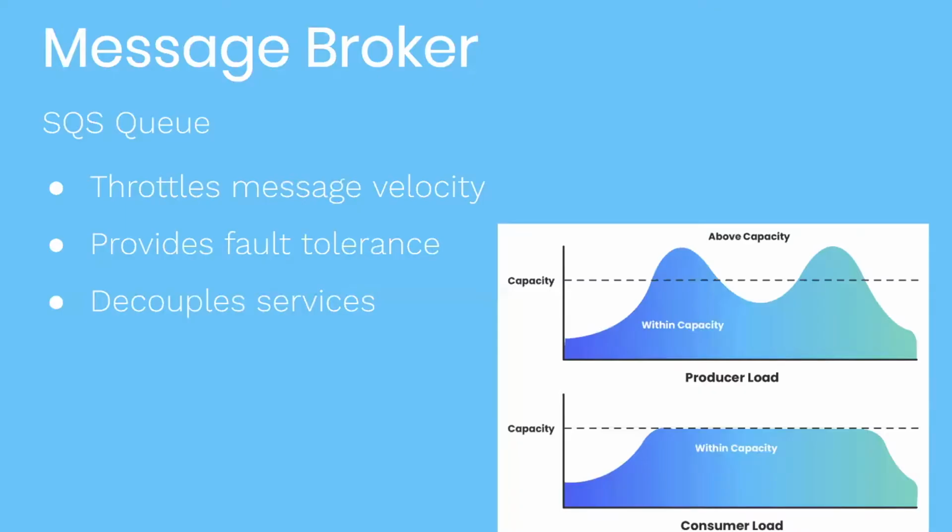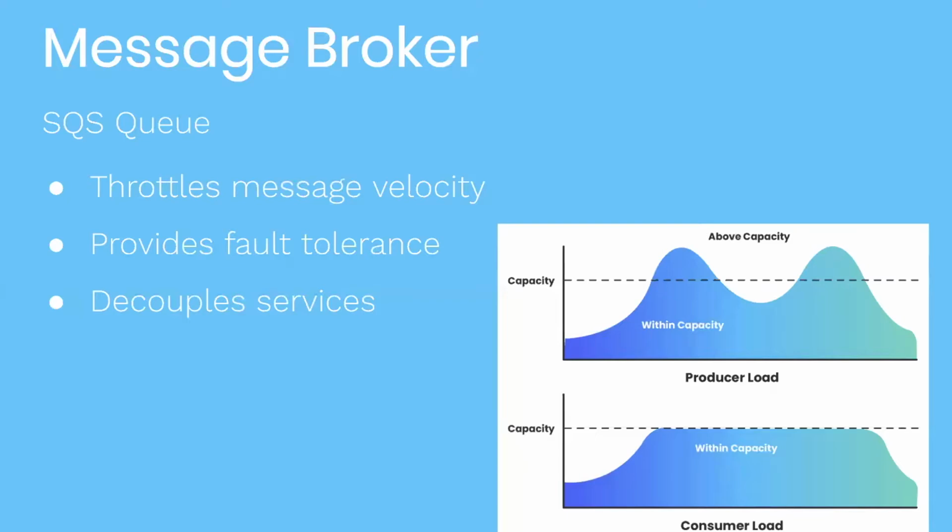The queue acts as a message broker. So it queues, routes, and delivers those messages. And it's optimized for high concurrency and throughput, so it scales well with our Lambda. The queue does several things in our architecture.